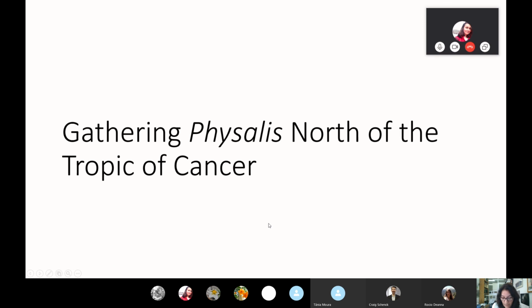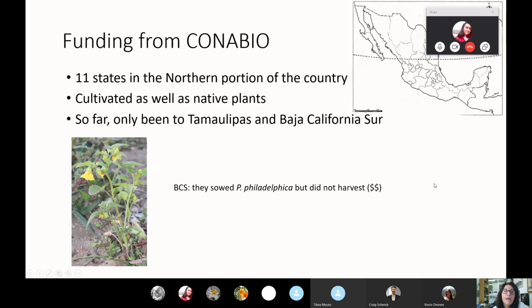And well, I'm still working with that. I'm having problems with some species that are not so easy to cut. Some have a very large amount of crystals, and that makes it hard to cut. And what I'm working on now with field work is gathering the genus north of the Tropic of Cancer in Mexico.